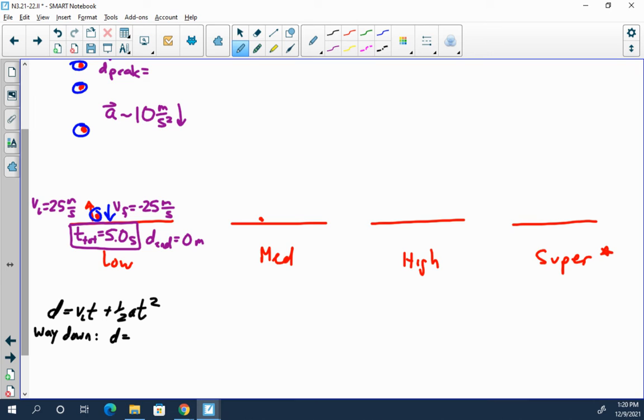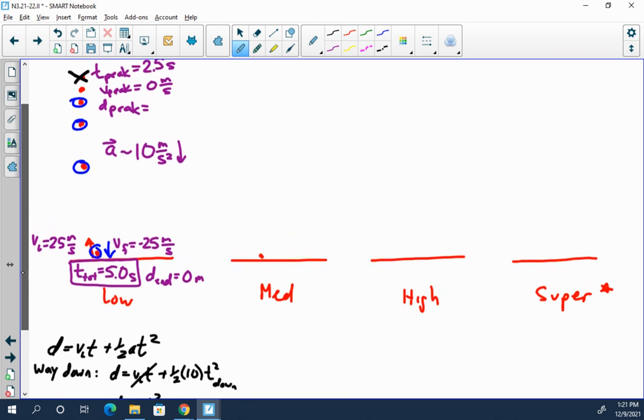At the peak, we said V was 0. So the V_i t goes away, plus 1/2, acceleration we're calling 10, times t squared. What does this become? D equals half of 10, 5 t squared. But that t is only the way down. So a quick way to do the peak height is just 5 times that half time down. You could do it the full way if you want, but I'd rather you do this quickly.